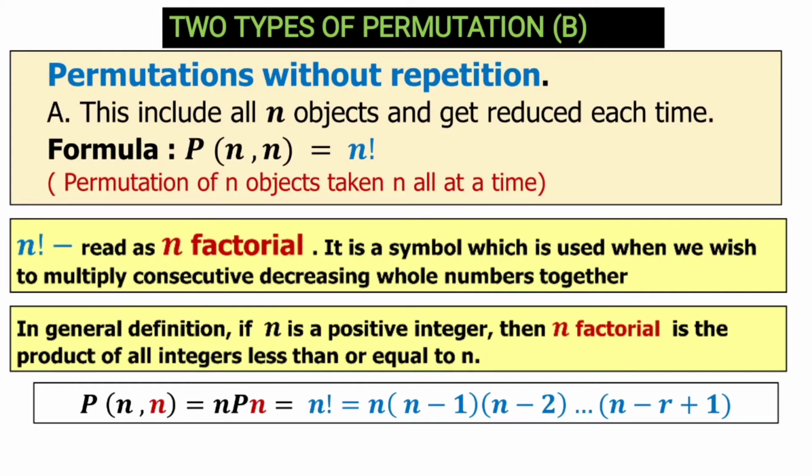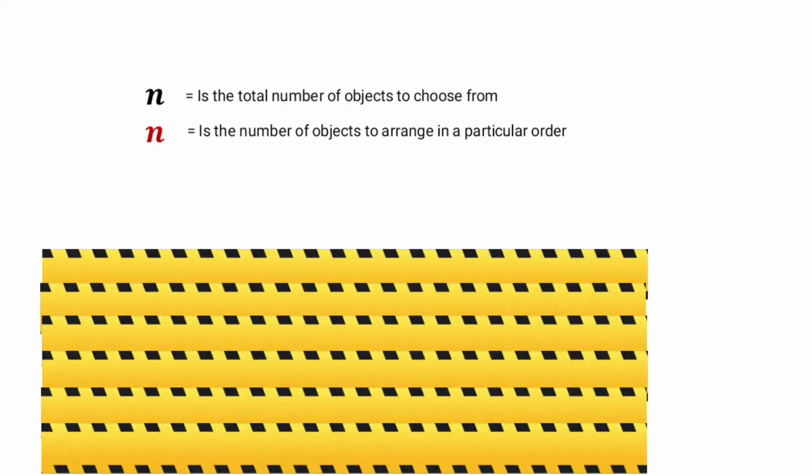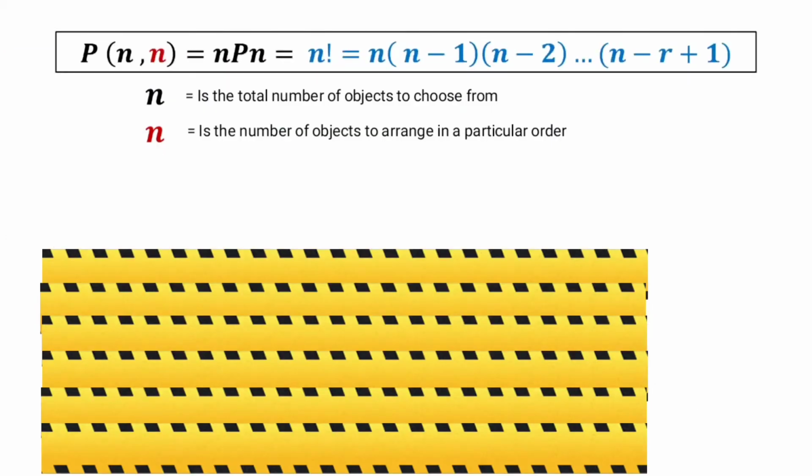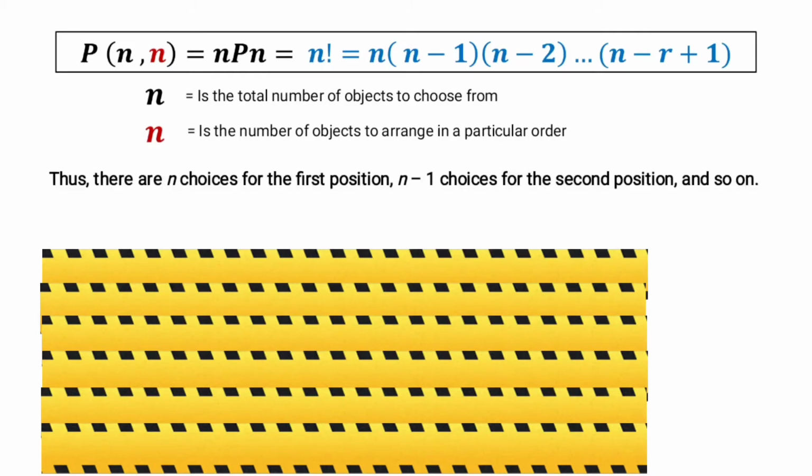With the formula P quantity nn is equal to npn or simply n factorial, we can have n times quantity n minus 1 times quantity n minus 2 up to quantity n minus r plus 1 or just number 1 as a solution. With this formula, ang black n ay ang total number of objects to choose from at ang red n naman ang total number of objects to arrange in a particular order. Thus, there are n choices for the first position, n minus 1 choices for the second position, and so on.